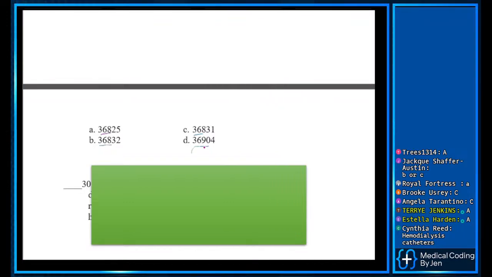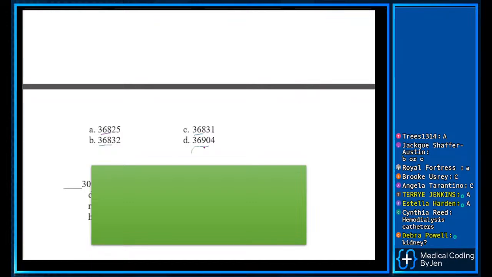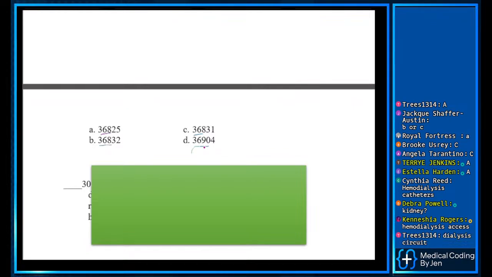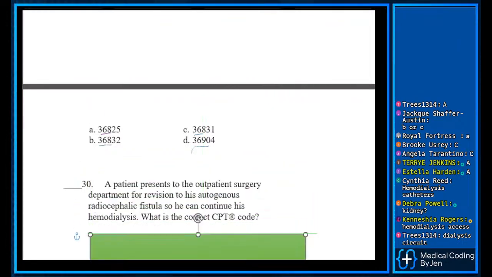And hemostasis. Our 369 is under what header? We're introducing something to get rid of something, and then hemodialysis is our other area. What did we do today? Let's check out our question.